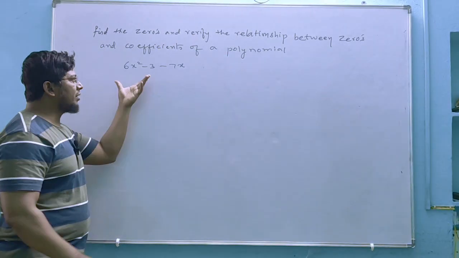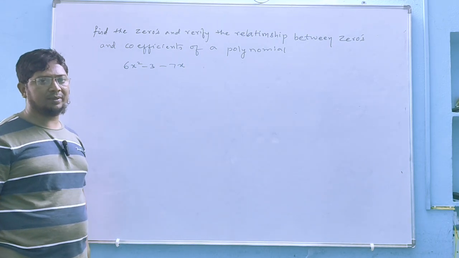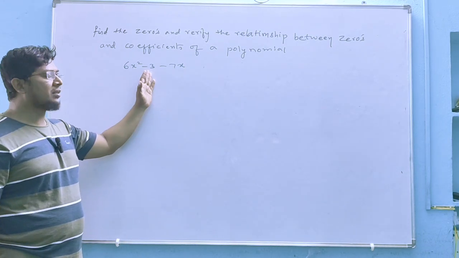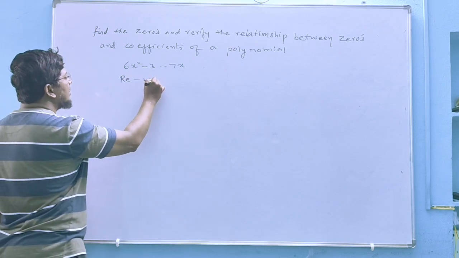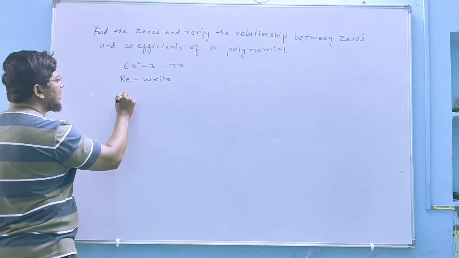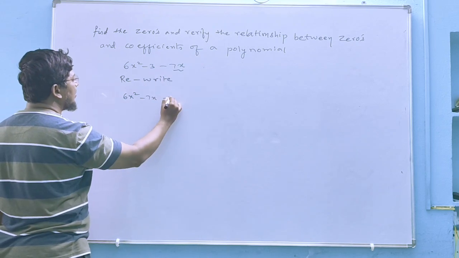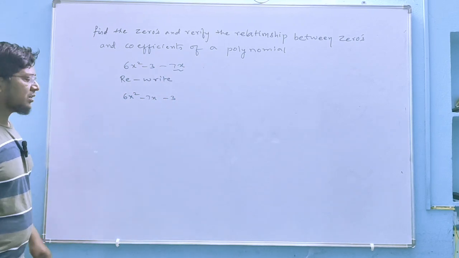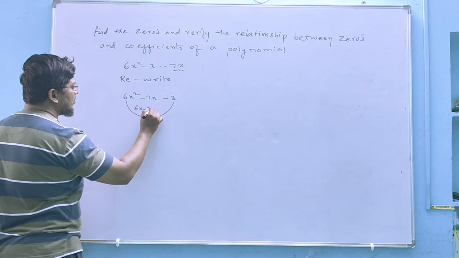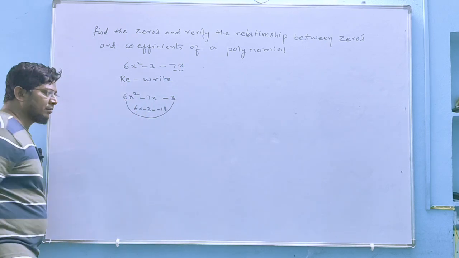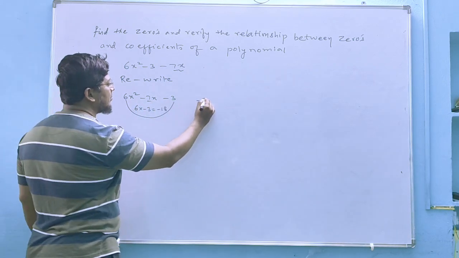First of all, student, every quadratic polynomial is in the form of ax square plus bx plus c. But here x square, then constant, then x term, so we have to rewrite. If we rewrite, first x square, next term is minus 7x, lastly minus 3. Same procedure, coefficient of x square multiply with constant. 6 into minus 3. What is the answer? Minus 18. What is the middle one? Middle one is minus 7.